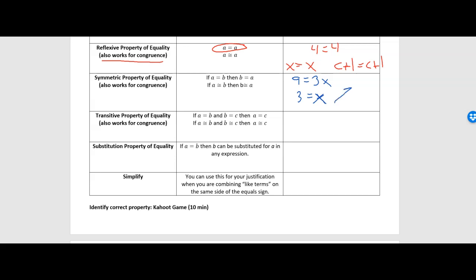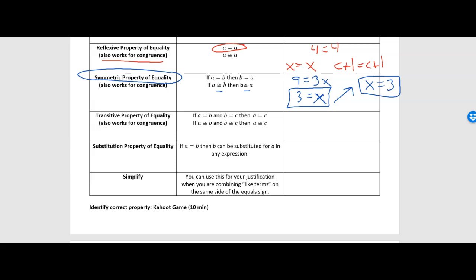Well, you can just flip those around, right? And it means the same thing. This is the exact same as this. It means the same thing. And we can flip back and forth between the two using what we call the symmetric property. And it also works when we have congruency symbols. All right, the transitive property of equality. So if A equals B and B equals C, then A equals C.